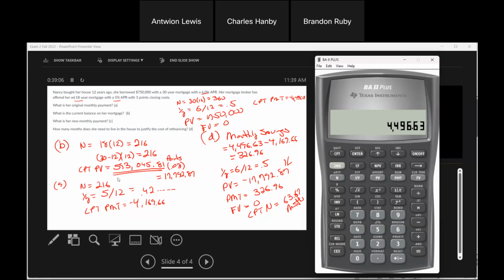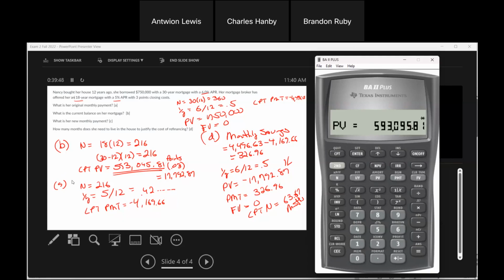So now part B. I've got 18 years monthly, times 12. This is when you want to do the calculation, because I don't remember that 18 times 12 is 216. I didn't memorize my multiplication tables beyond 12. So 216 N, compute PV, balance 593,045.81.